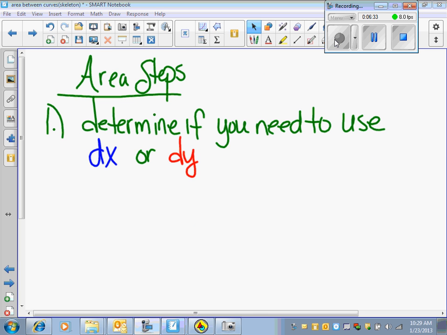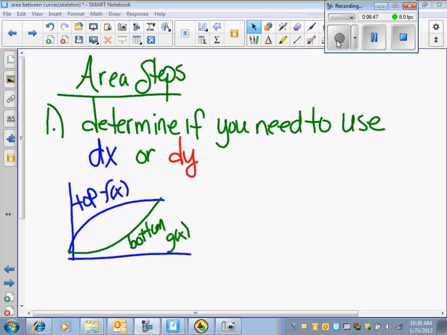All right, step one. You're going to have to determine if you want to use dx or dy. I'm going to go into when you would use dx and when you would use dy for your notes, and then we will move it right along. Okay, so here we go. You have a function like this.